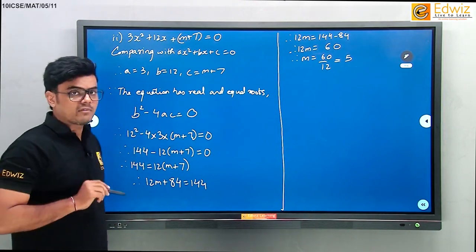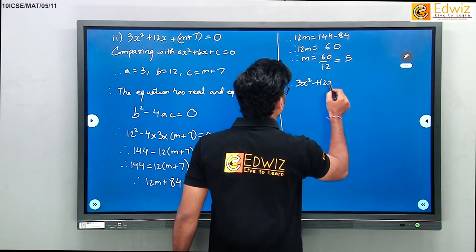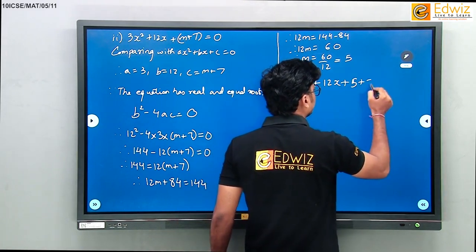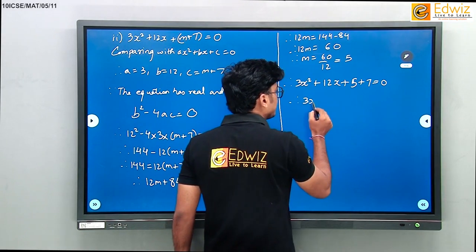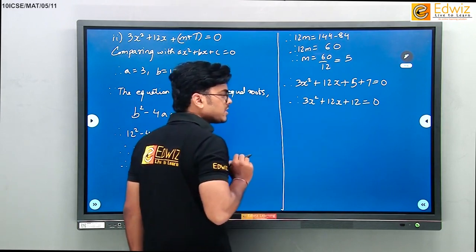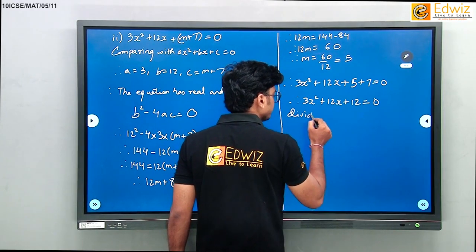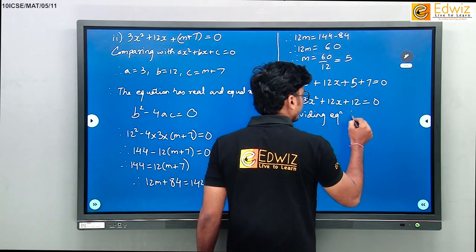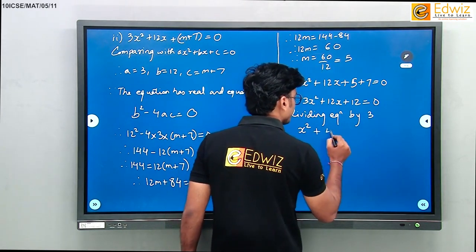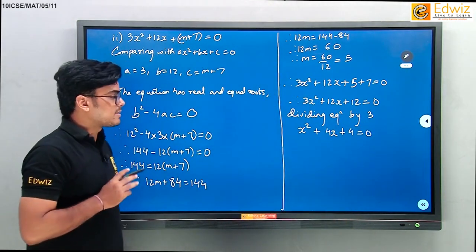Substitute the value of m in the equation. Therefore, the equation will become 3x square plus 12x plus 5 plus 7 equal to 0. So what is the equation? 3x square plus 12x plus 12 equal to 0. You can see the entire equation is divisible by 3. Let us divide the equation by 3. So it will become x square plus 4x, 3 4s are 12, plus 4 equal to 0.